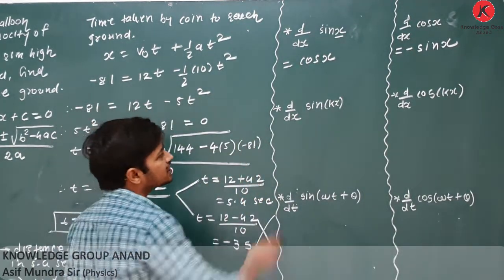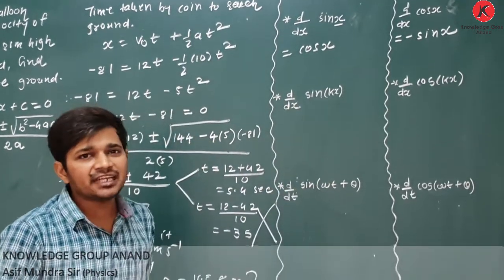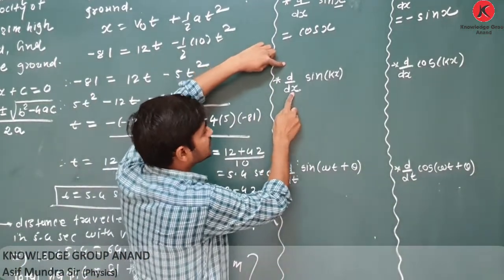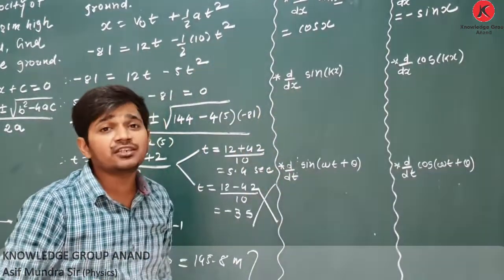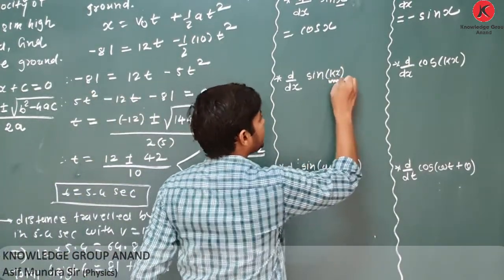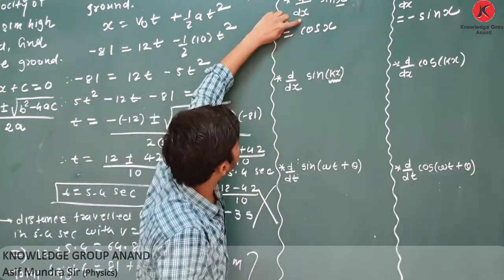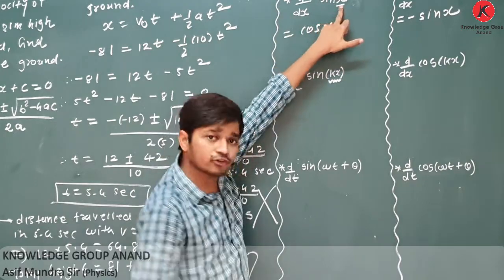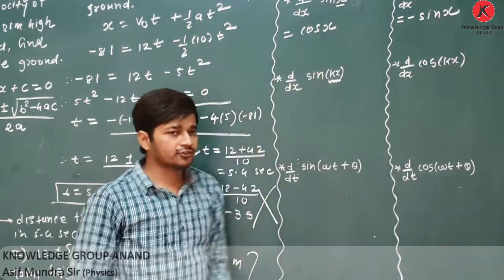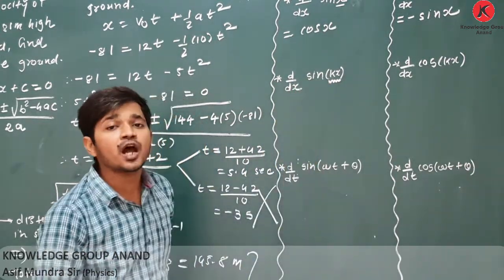Now, if you are given a term like d by dx of sin kx. See here, differentiation is with respect to x, and what is the angle of sine? Only x? No, it is kx, which means an additional term. If differentiation is with respect to x and the angle is also x, then your answer is directly cos x. Here differentiation is with respect to x, but the angle is kx. Then how to do this?